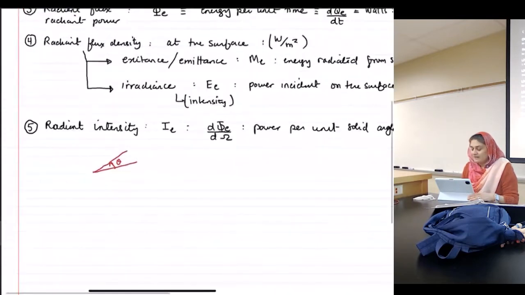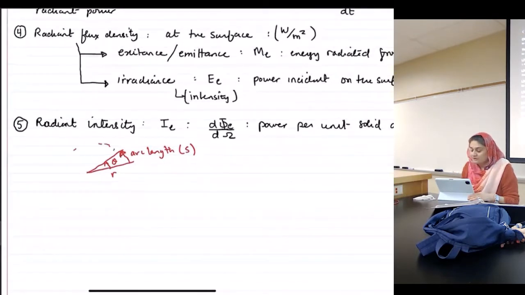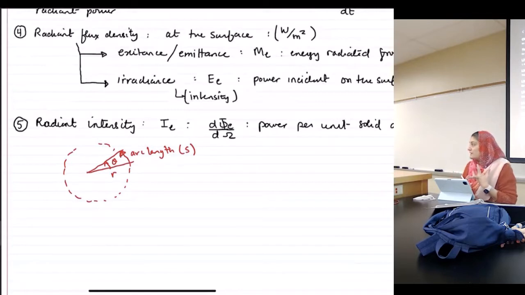What do we call this side? R. What do we call this side? Arc length. And what was the symbol of arc length? S. This is a one-dimensional circle where R is the radius, theta is the angle, and S is the arc length. Now, what about if you have a sphere?